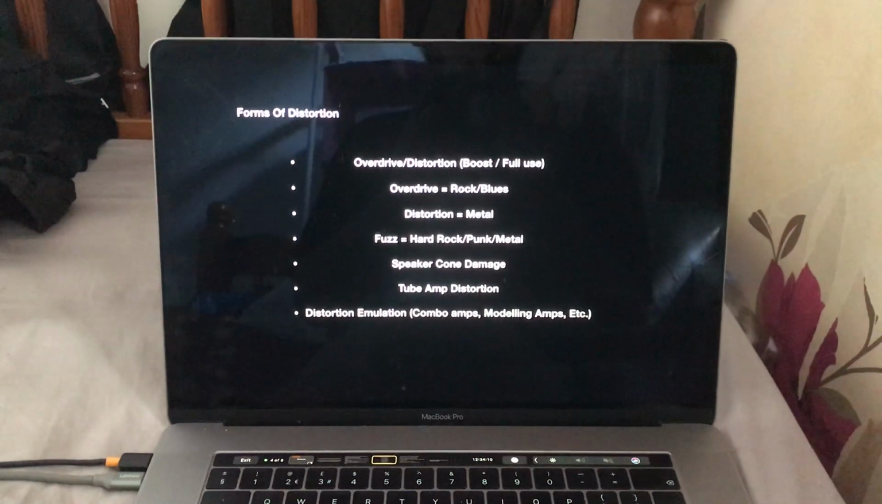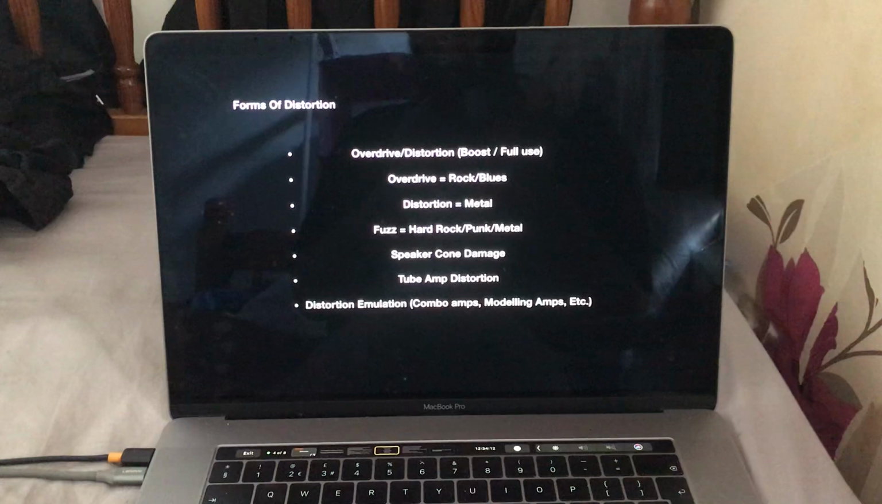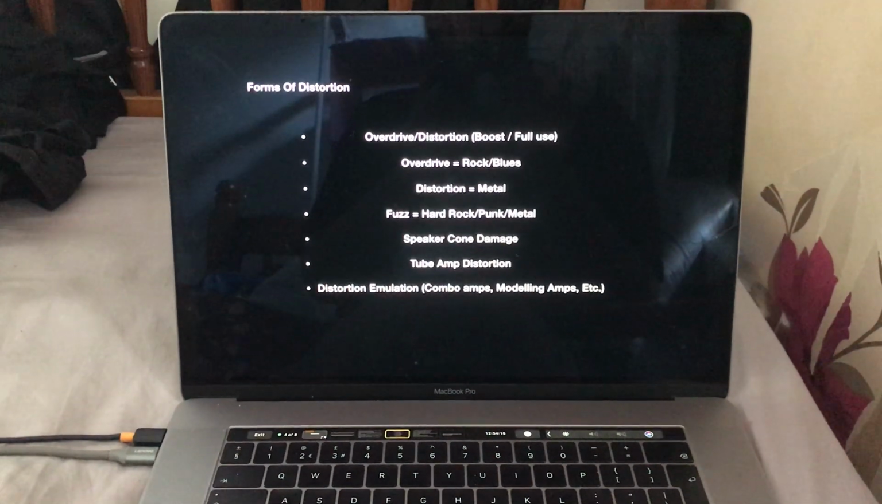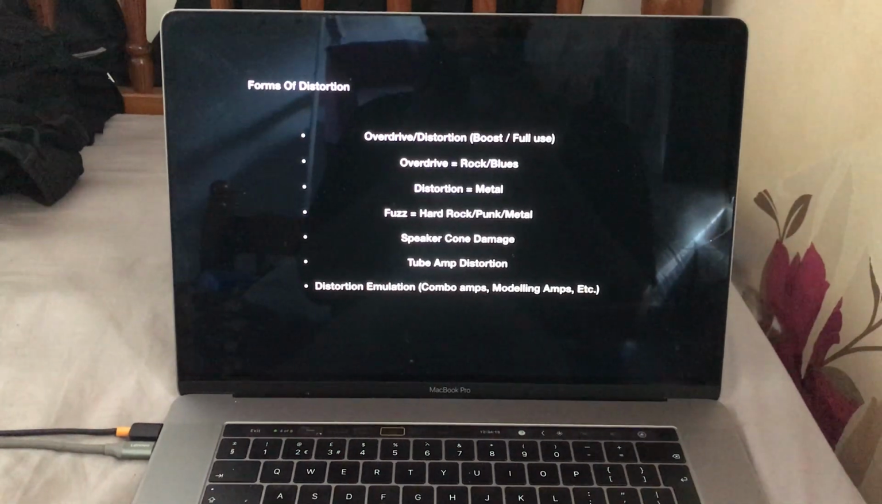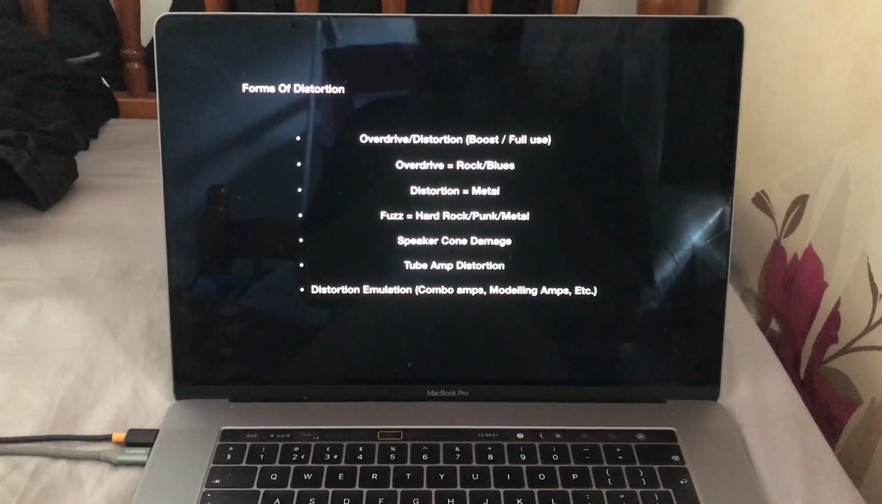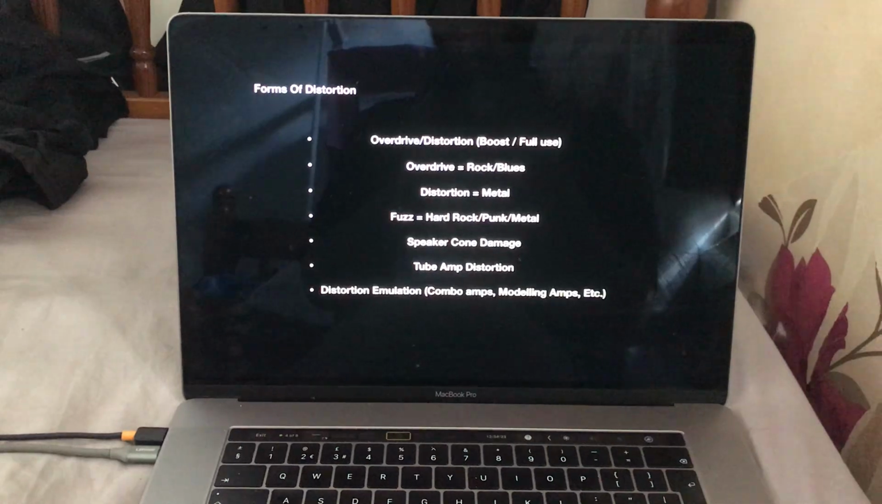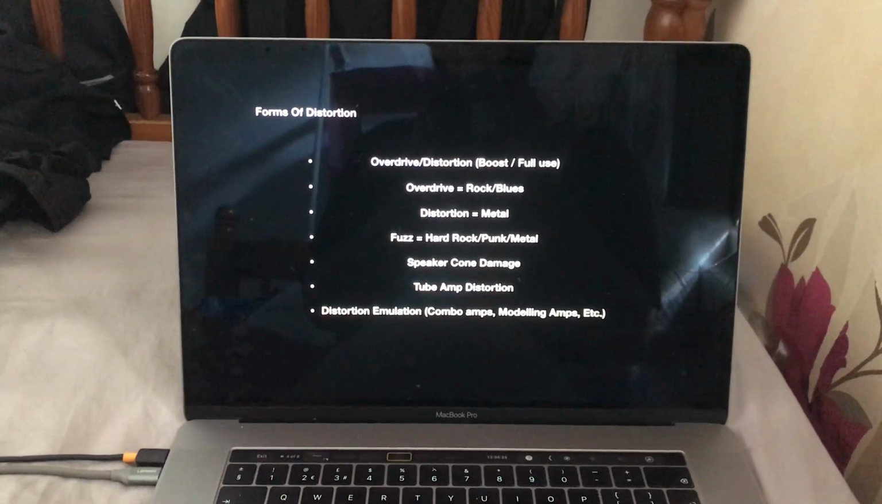Fuzz is used in hard rock, punk, and metal, typically on bass guitars. It's used for a more buzzy sound and can be seen as a bit more lo-fi, and retains more sub than a distortion, because distortion takes a lot of sub out of the bass signal, which stops it from cutting through in very mids-heavy guitar mixes.